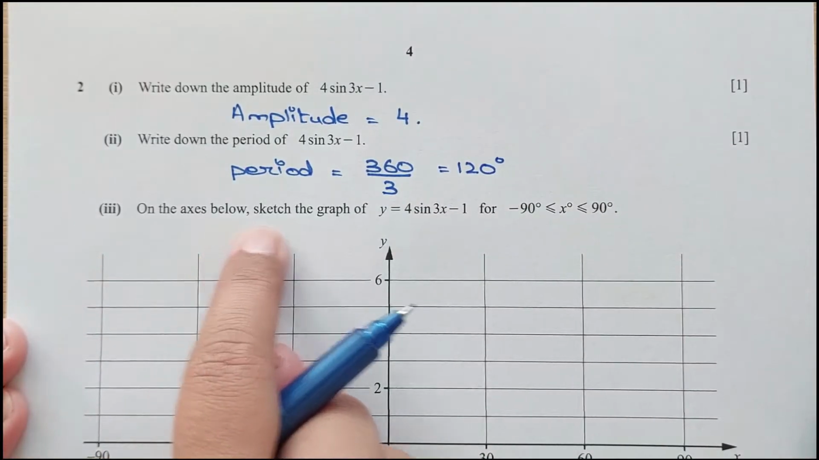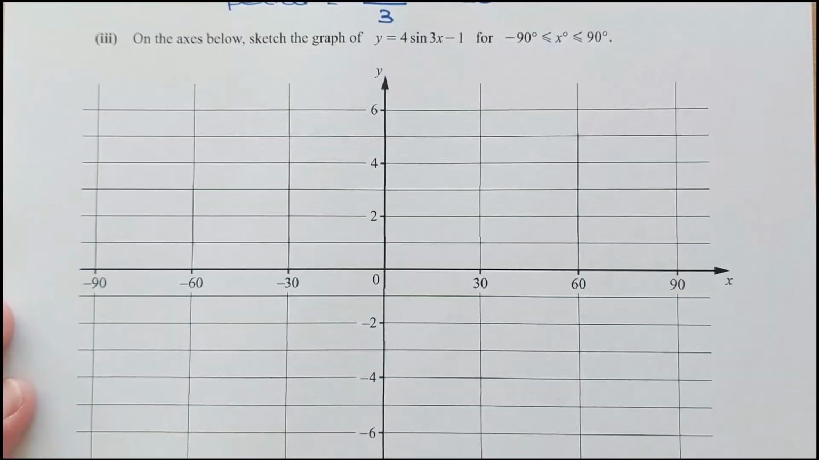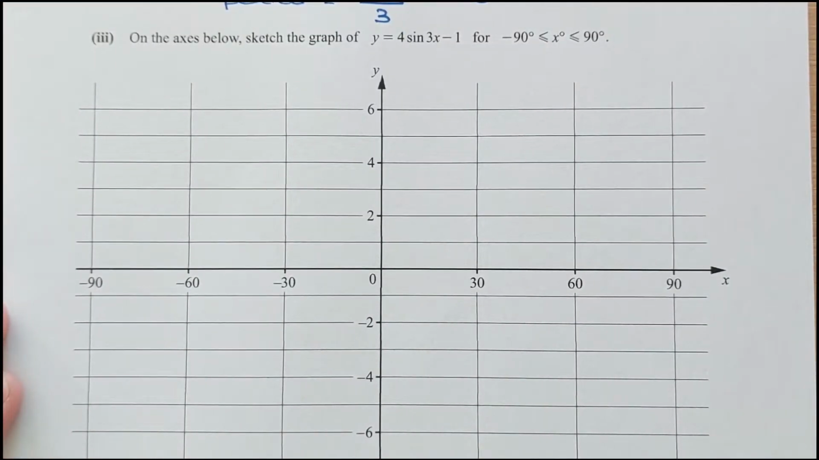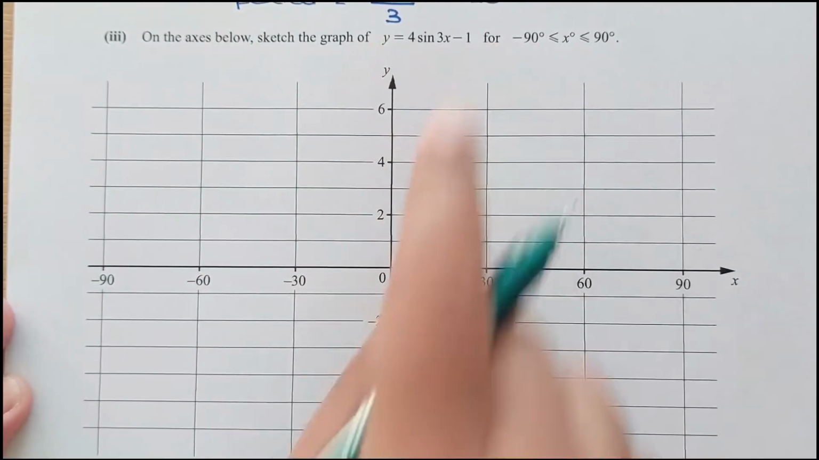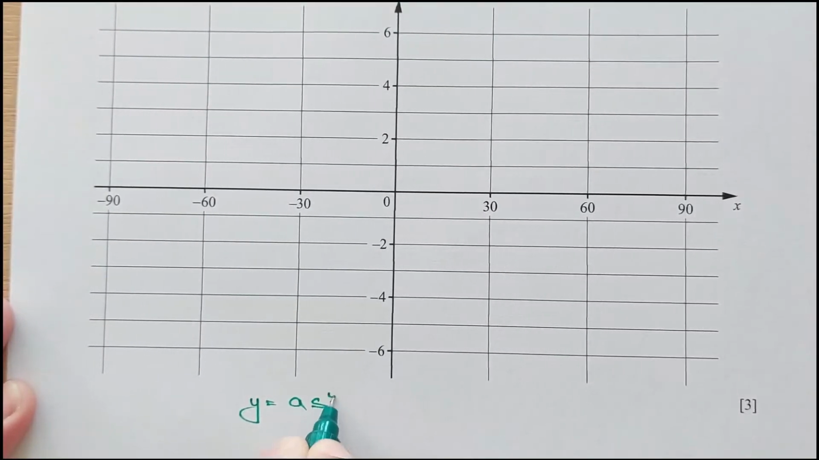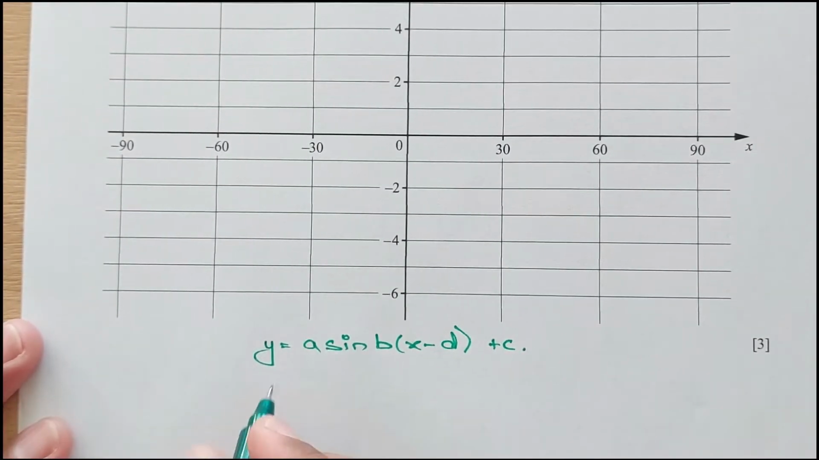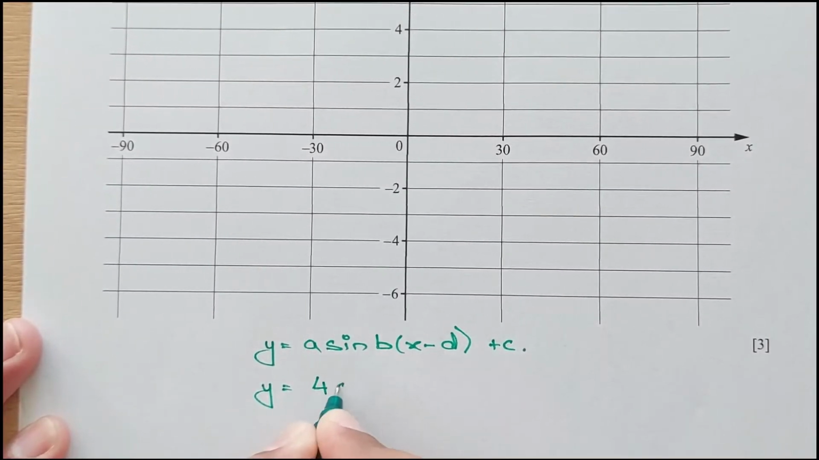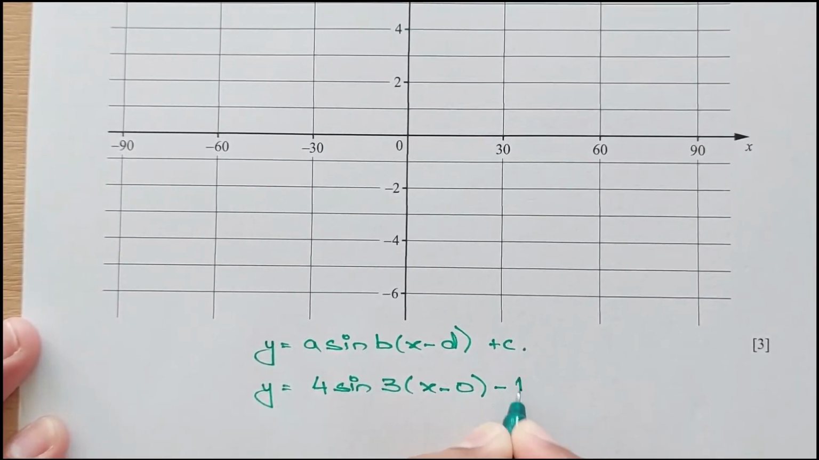Now for the third part. On the axis below, sketch the graph of this function for x between minus 90 degrees and plus 90 degrees. Okay, to graph the sine function, there are a few steps that we have to follow. So let me write down this function. We have y equals a sine b x minus d plus c. This is the transformed equation and this is the given one. So let me compare with the given one: y equals 4 sine 3 x minus 0, minus 1.